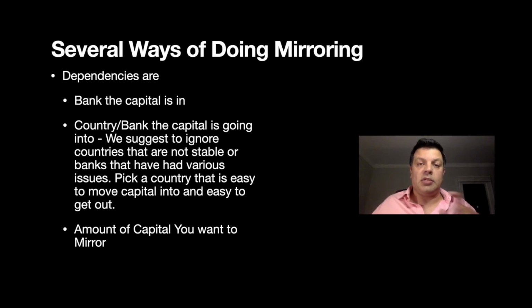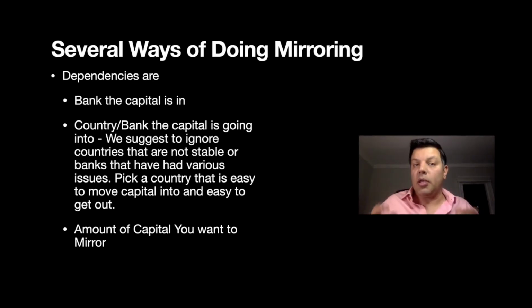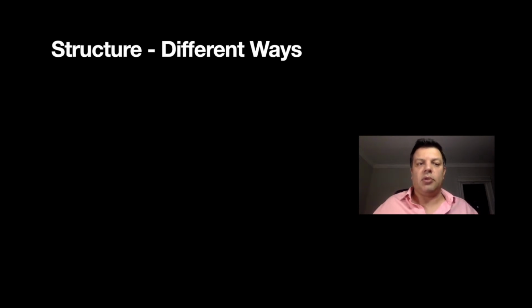Now, one of the ways that I think is important is, even if you have $1 billion and you want to mirror from, let's say, country A, bank A to country B, bank B, I would highly recommend doing it in small chunks. So I wouldn't send $1 billion from bank A to bank B. I would send a whole bunch of $500,000 transfers as a way to structure it, etc.